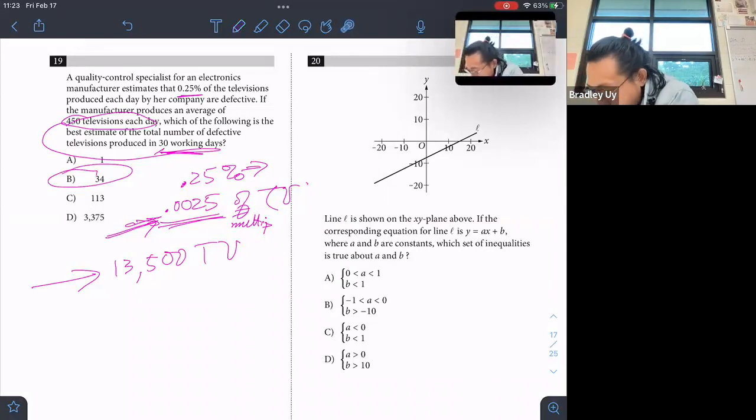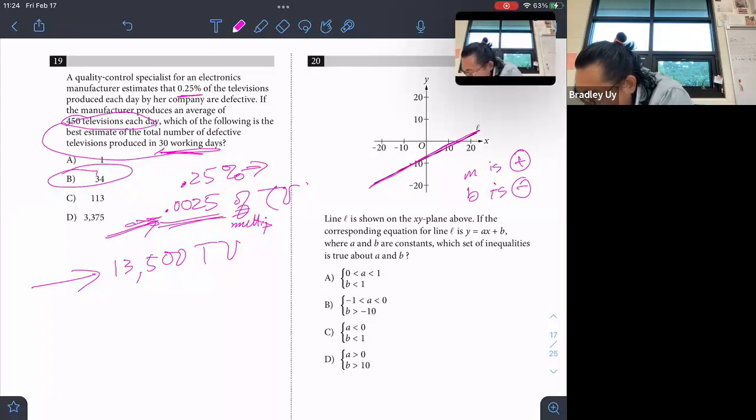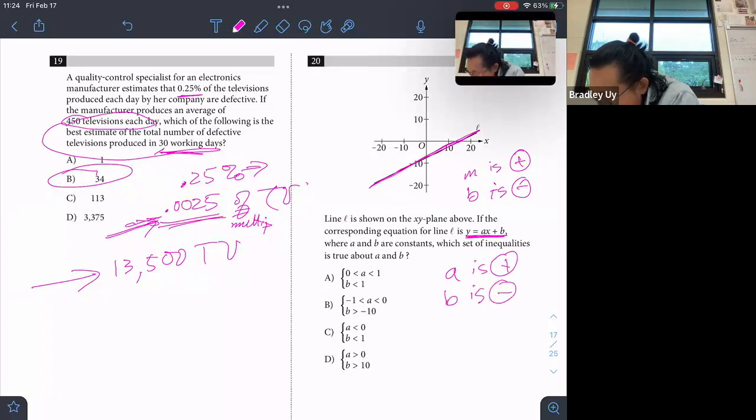20 is a really good question. I thought a few remarks about this line. Its slope is positive because it increases from left to right, and its y-intercept is negative. Now we don't actually have to find the numbers, so it is in the form y equals ax plus b. A is the slope, so A is positive, B is still the y-intercept, B is negative. So which of these are true about A and B?